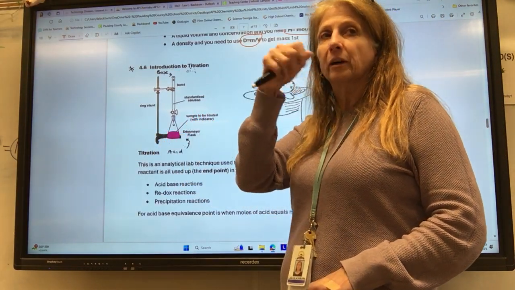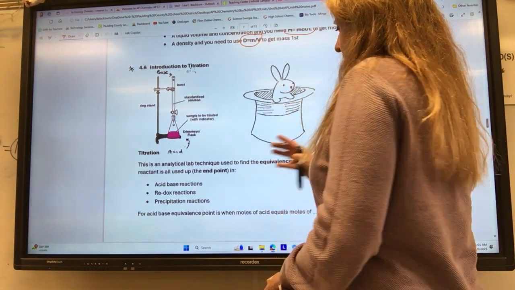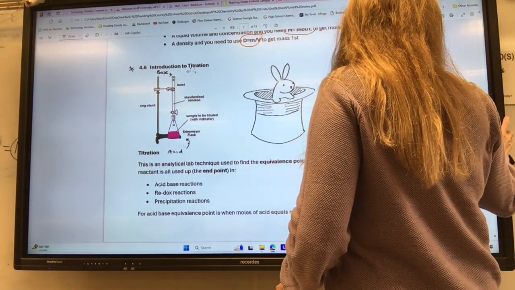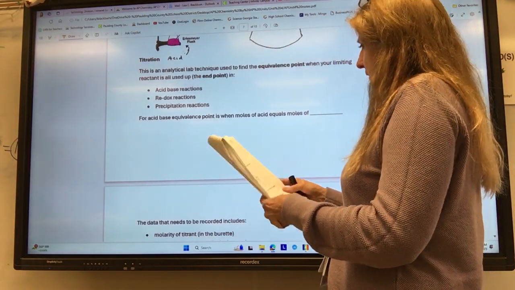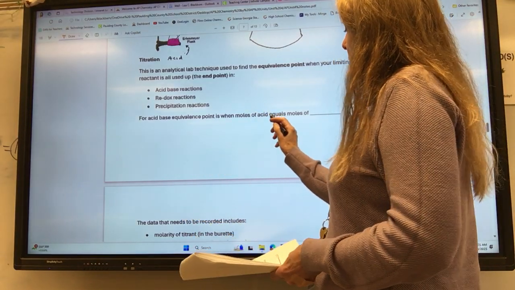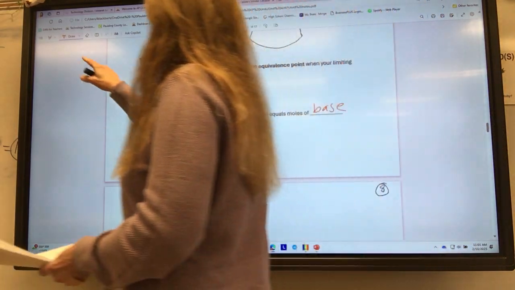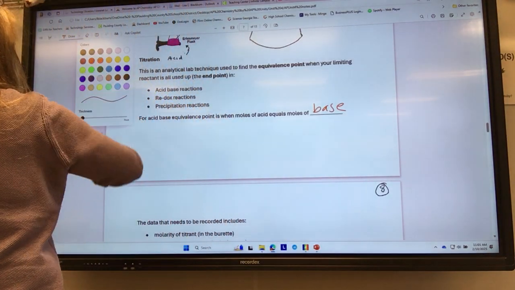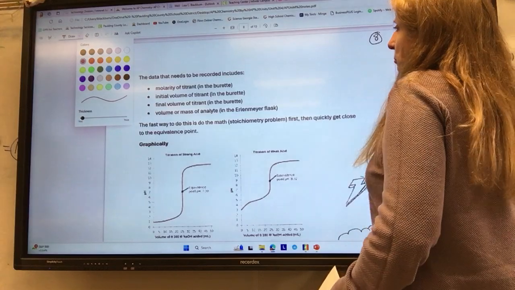You swirl it and get it barely pink, and we will do that lab. This is used for acid-base reactions, redox reactions, and precipitate reactions. For acid-base, the equivalence point is when moles of acid equal moles of base. Now, what do we mean by equivalence point? It's when it's done, when you've reached what's called the end point.